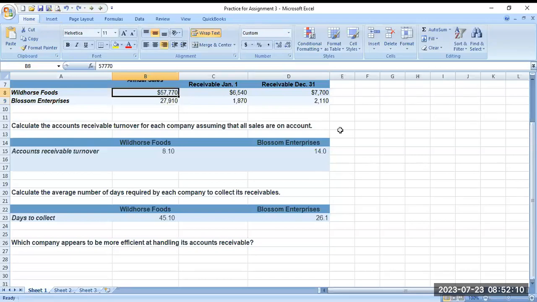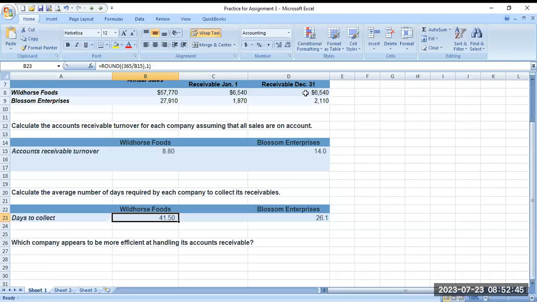To improve the accounts receivables, reduce the ending balance. Imagine this, if this is my sales, my accounts receivables in the beginning is 6,540. Let's keep the same accounts receivables, 6,540. So basically, whatever we're selling during the year, we're collecting it. Is that going to improve my accounts receivable turnover? Yes, it does. Not so much, but it does.